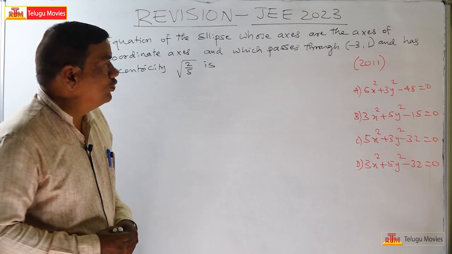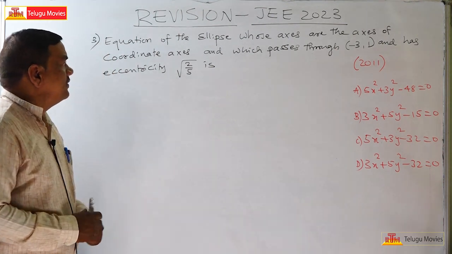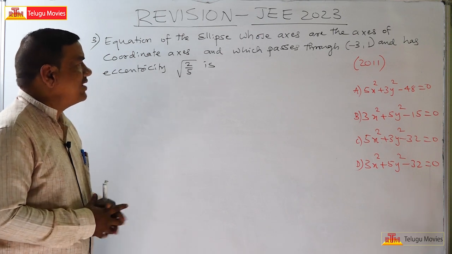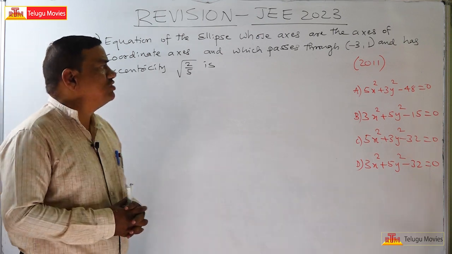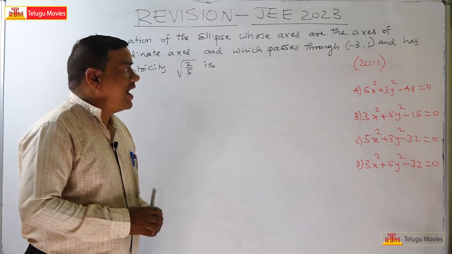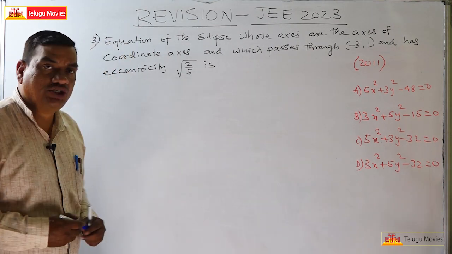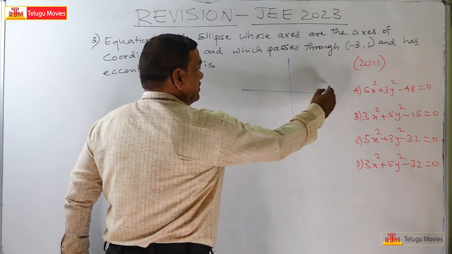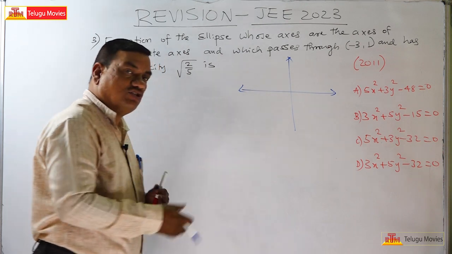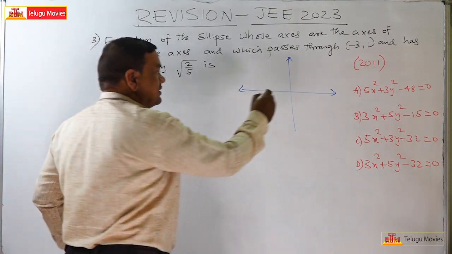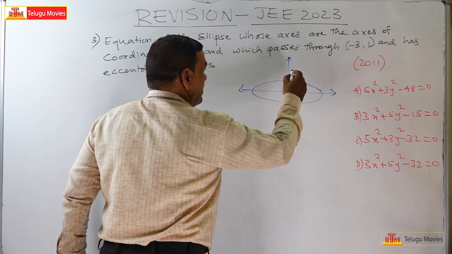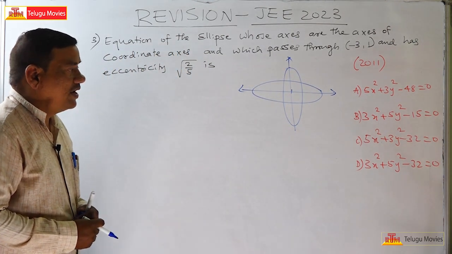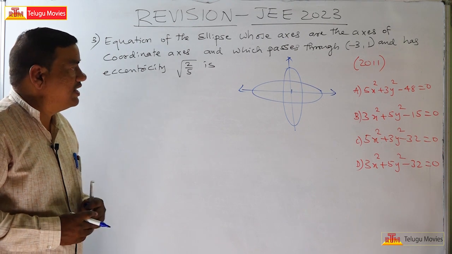Hi students, welcome to this problem. So here it is given the equation of the ellipse whose axes are the coordinate axes, which passes through minus 3 comma 1, and which has eccentricity root of 2 by 5. So the axes of the ellipse are the axes of the coordinates. That means the x-axis and y-axis. So either maybe this or maybe this. The equation of this ellipse may be this.